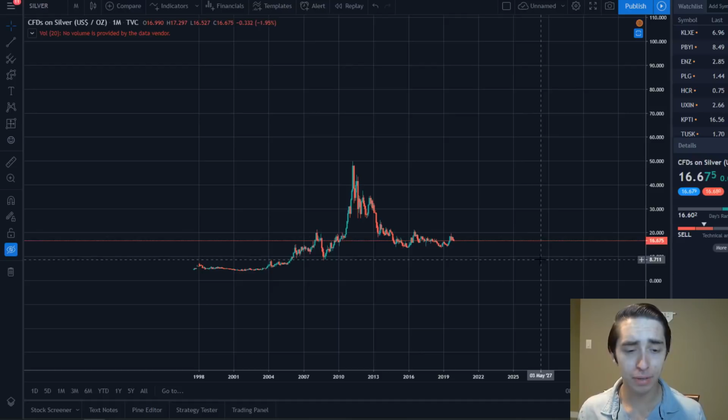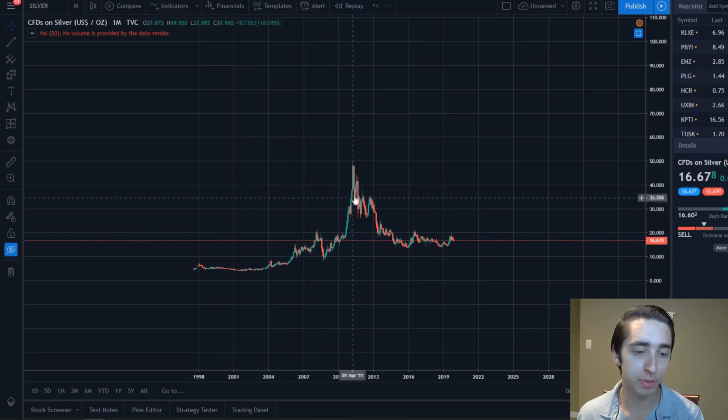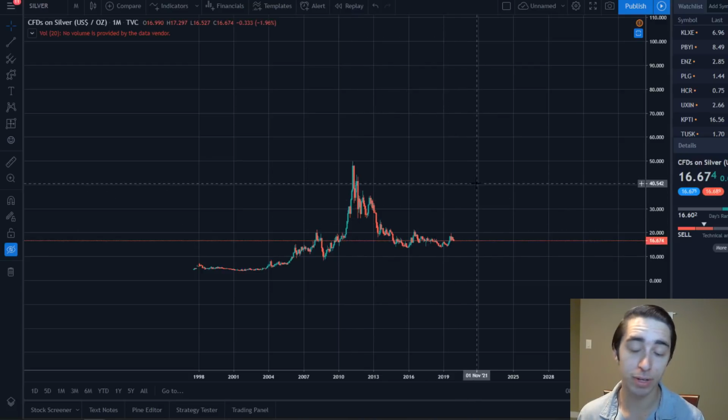So we've got a lot of interesting price here to work with, right? A long period of time for silver. We can see here that back in the early 2000s, we started to build up and build into the cycle where we peaked out at $50 an ounce for silver. And now we're sitting at a very different price, around $16.64.